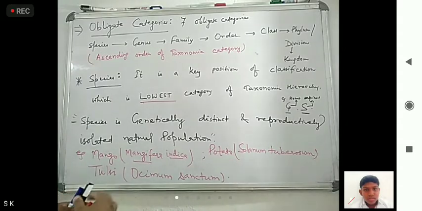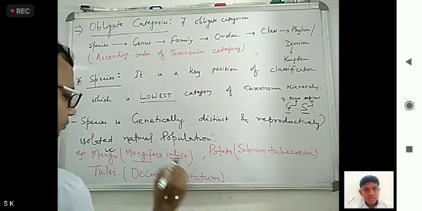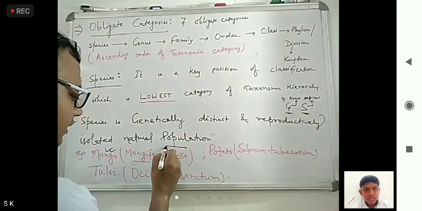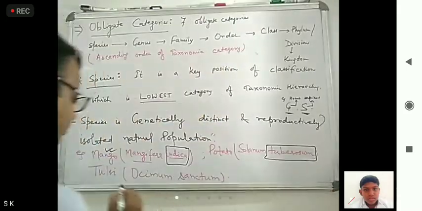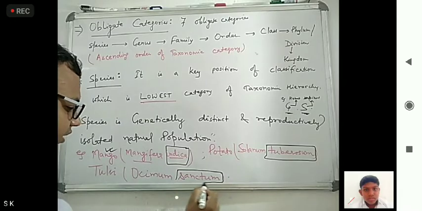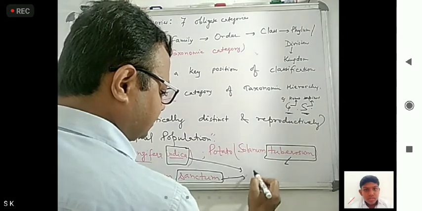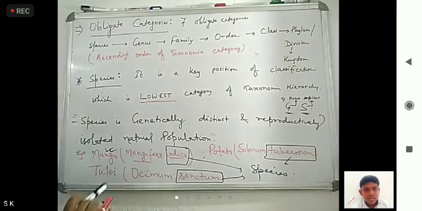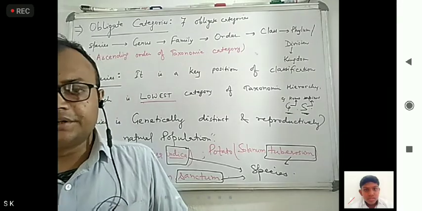Now, if we are distinguishing species, in case of mango, I already discussed here G and S. S is species, so indica here is the species. In potato, tuberosum is the species, and in tulsi, sanctum is the species. So indica, tuberosum, and sanctum, these are what? Species. Now here some concepts are related with species.